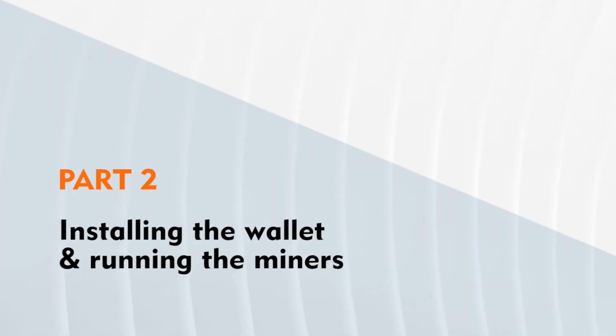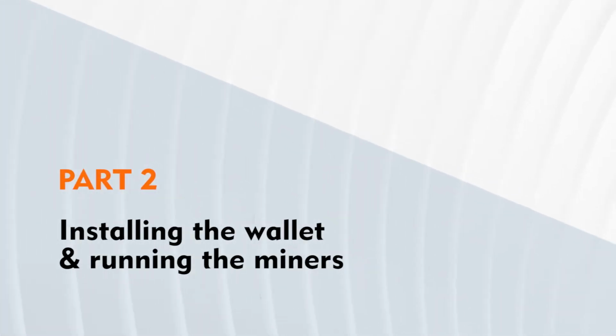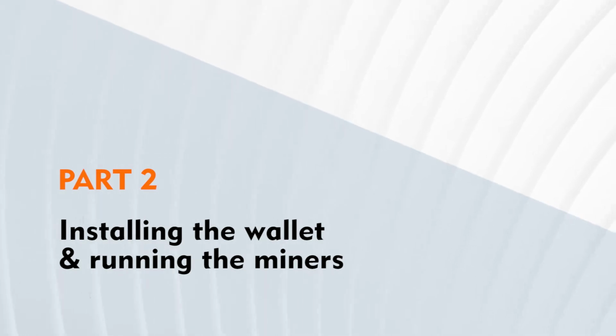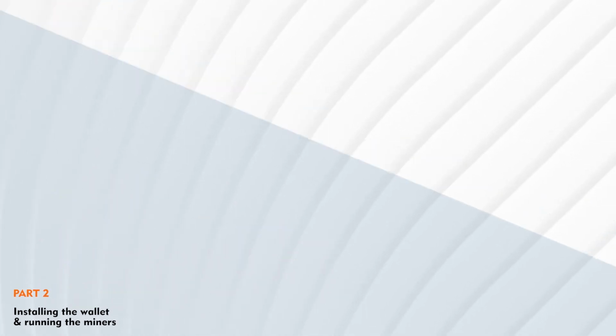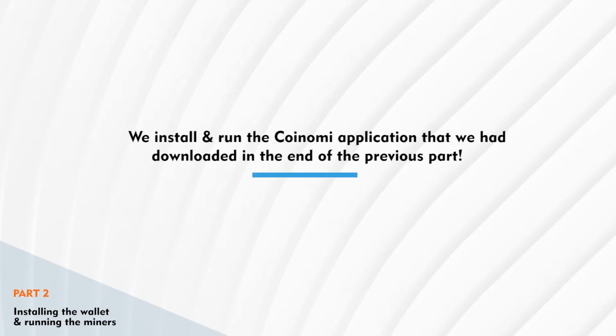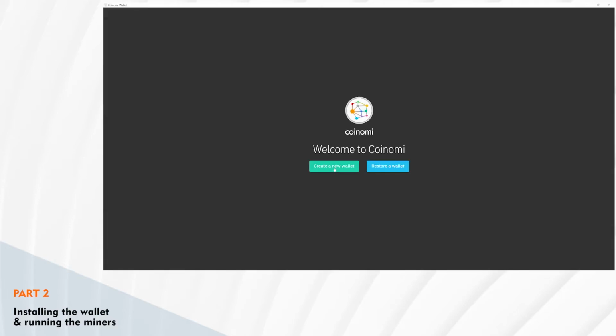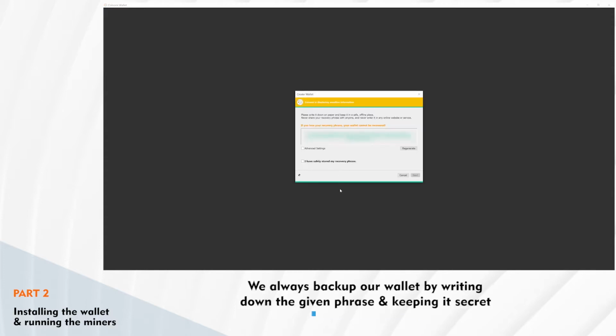Part number 2. Installing the wallet application and running the miners. We install and run the Coinomi application that we had downloaded in the end of the previous part. In the first welcome screen of Coinomi, we choose Create New Wallet. The program is giving us a seed phrase that we have to write down.